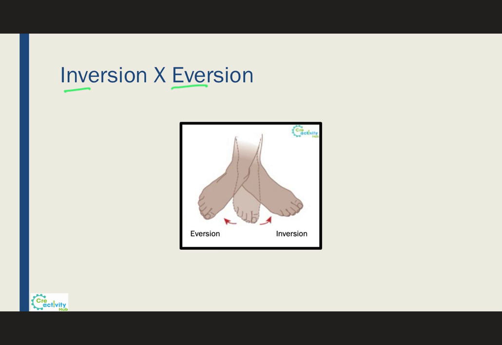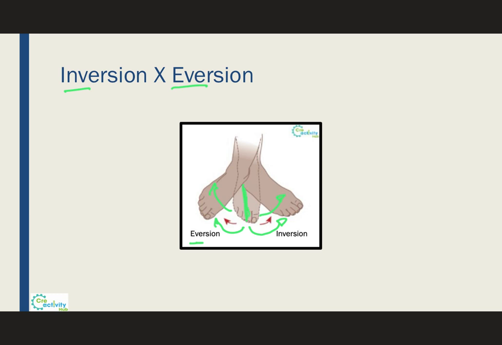Inversion and eversion occur at the foot. Therefore, eversion is going to be a motion of the foot that will turn the sole outward, as we can see over here. And inversion is going to be the opposite movement, turning the sole inward. Notice how it's not going back into anatomical position.